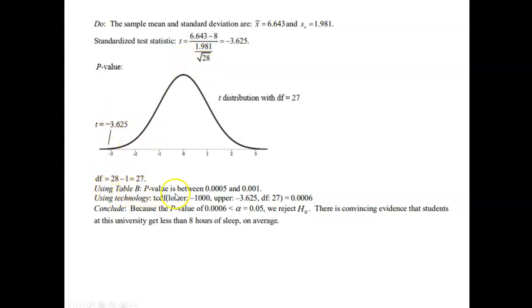If you're an old-fashioned table person, you're going to find the p-value is between 0.0005 and 0.001. If you're using the tcdf to find this little tiny area down here, you're going to find it's pretty tiny, 0.0006. And if you use the t-test, you're going to get something really small like this guy. It's actually, I think, equivalent to that. So because our p-value is less than our alpha, we reject the null hypothesis. There is convincing evidence that the students at this university get less than the recommended 8 hours of sleep on average. Sleep more, kids. It's important.